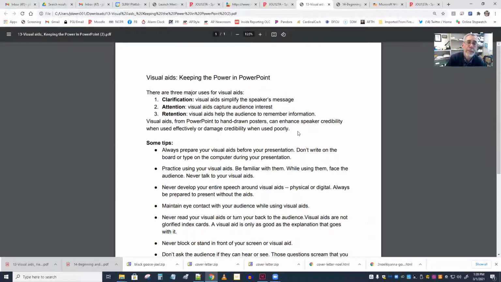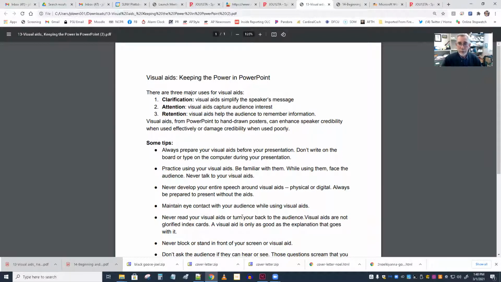So the major uses for visual aids are clarification of your topic. So they really have to help the topic, get attention. They can get attention, that's good. And they can also help people retain information, like some slides, some poster that has some key terms or maybe images, for instance. Some tips: always prepare them ahead of time.